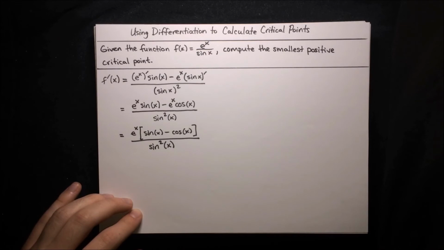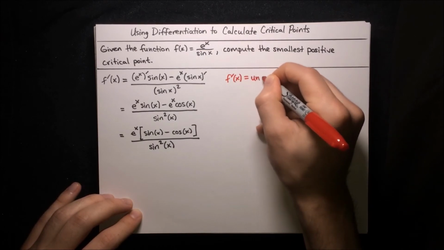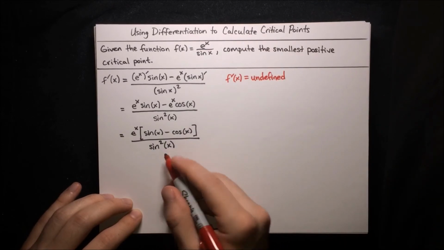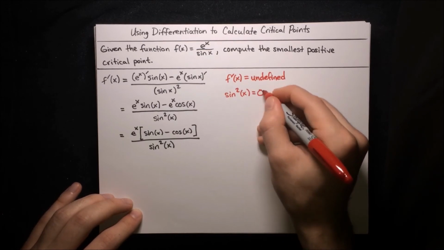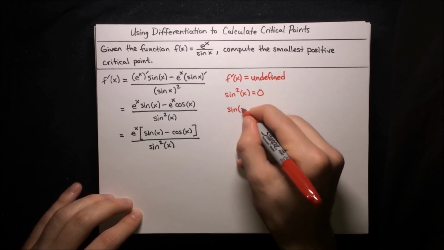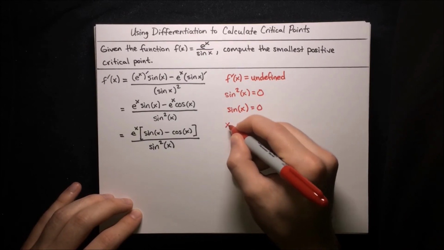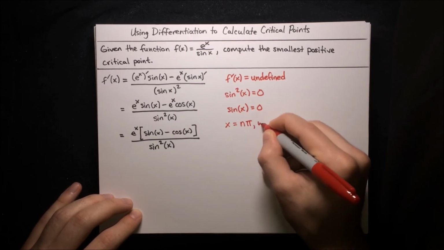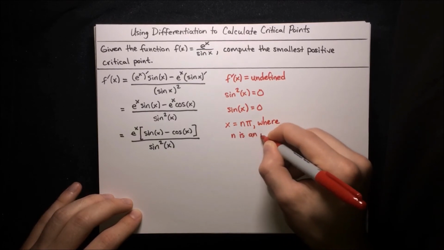Now that we've computed the derivative, let's take a look at where it's undefined. So if f prime of x is undefined, then the denominator has to be 0. So that would mean sine squared of x has to be 0. And then that means that sine of x has to be 0. And the solutions to this equation are just all of the integer multiples of pi. So x equals n pi, where n is an integer.